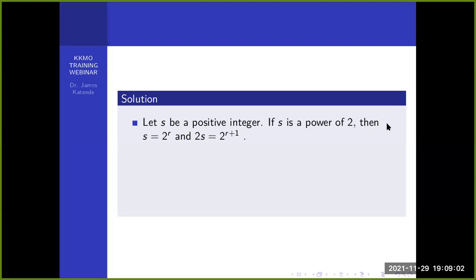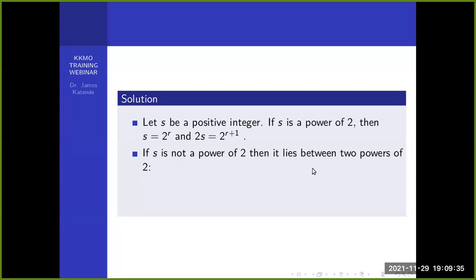But if it is a power of 2, then our work is easy. Then s can be written as 2 raised to r, and 2s will simply be equal to 2 raised to r plus 1. That simply means you multiply s by 2 and you get 2s. So you'll have found this already gives you 2 powers of 2 at the endpoints of that interval. So if s is a power of 2, that's the easy case. The second option is to consider s when it's not a power of 2.